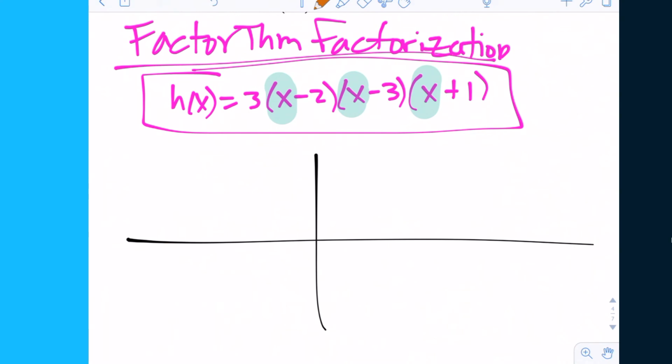All right, so 2 is a root, 3 is a root, and -1 is a root.